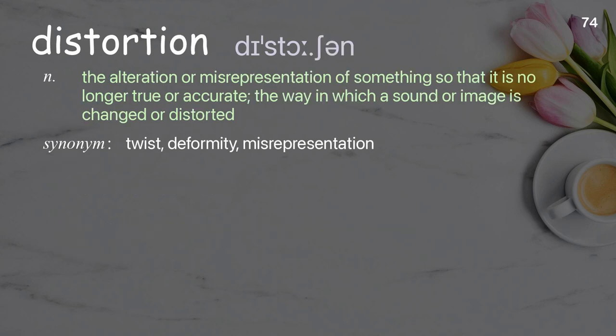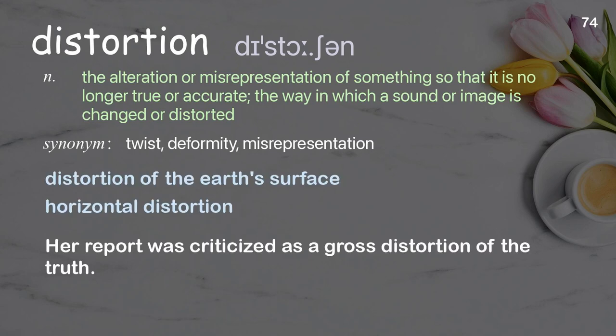Distortion. The alteration or misrepresentation of something so that it is no longer true or accurate, the way in which a sound or image is changed or distorted. Examples. Distortion of the Earth's surface. Horizontal distortion. Her report was criticized as a gross distortion of the truth.